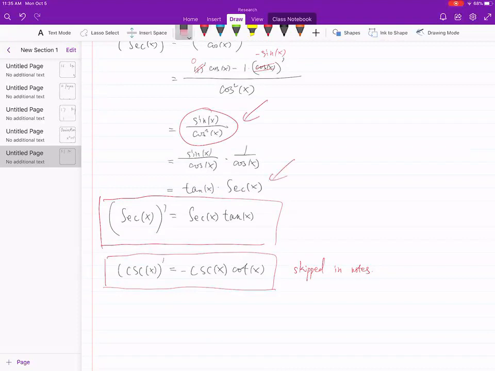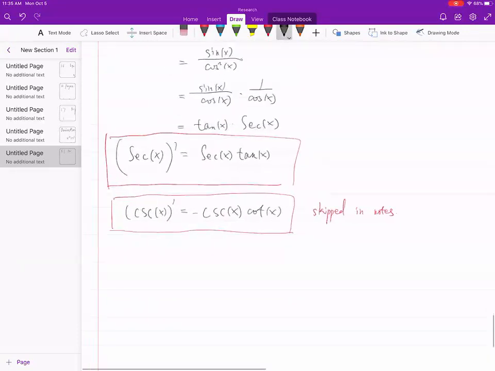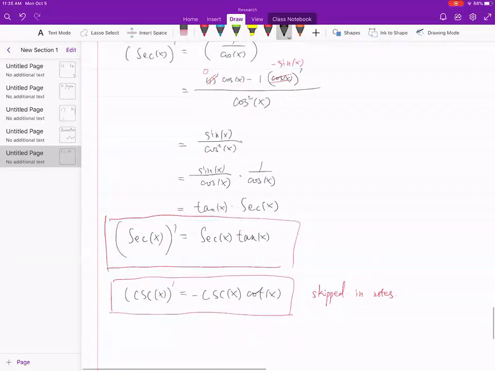All right. Okay. I skipped how to find cosecant, but the steps will be very similar to how you find secant. It's basically just the same thing over and over again. Pick a different formula and put a negative sign.